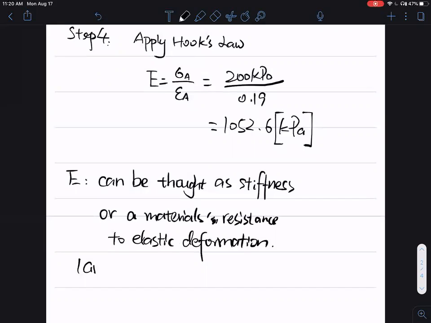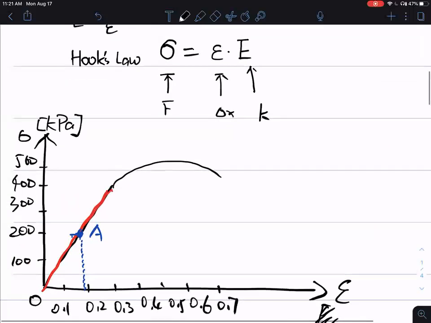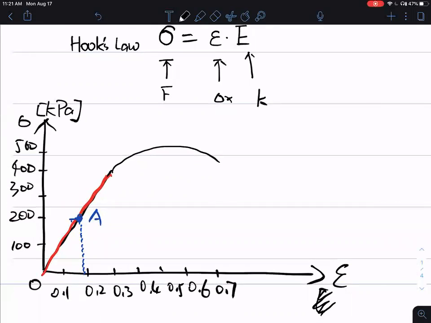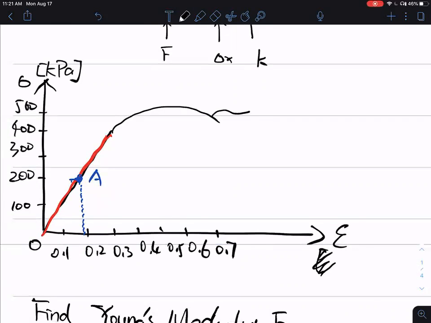If you have a large Young's modulus, that will give you a very stiff material. So how would that reflect on our stress strain diagram? If you want to draw a stress strain diagram for, let's say, this material, this curve represents material A.